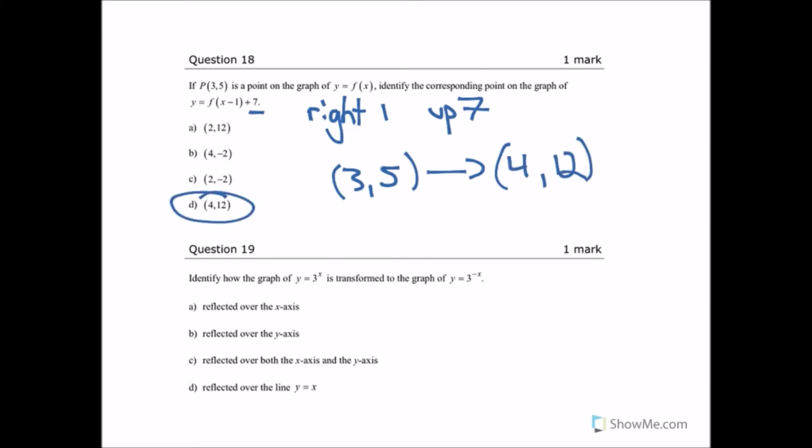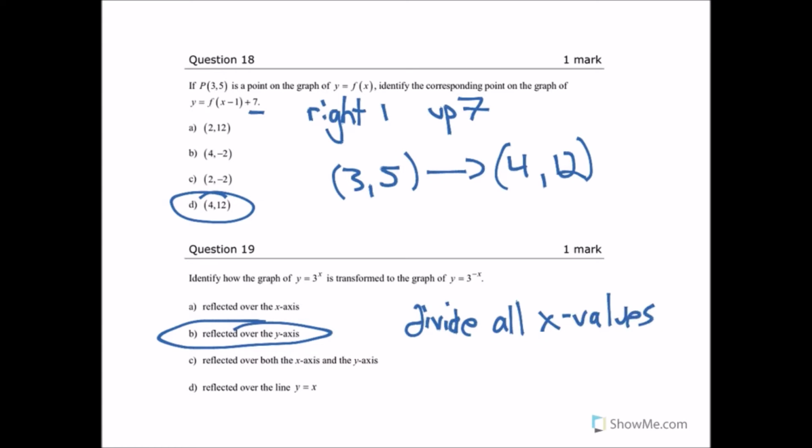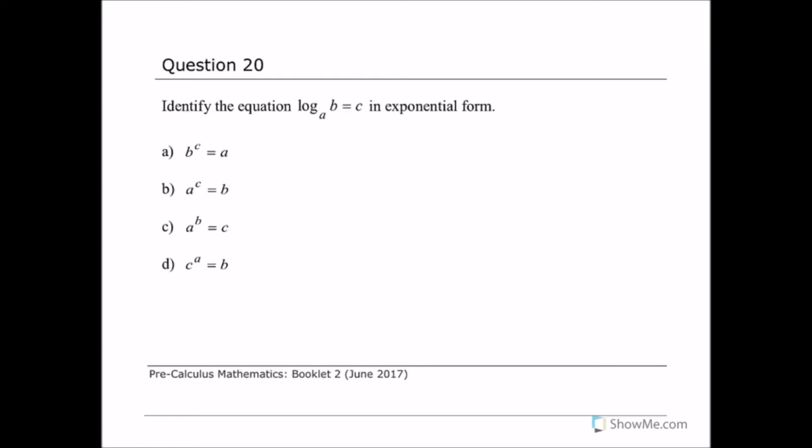D. 19. Identify how the graph of y equals 3 to the x, an exponential, is transformed to the graph y equals 3 to the negative x. Notice the negative is multiplied to the x, so that's like my k value, or my reflection in the y-axis, so reflected over the y-axis, because you're going to divide all x values by negative 1. And that'll have the same impact as reflecting over the y-axis.